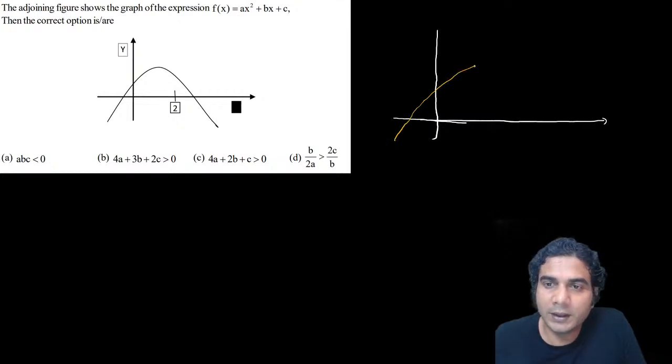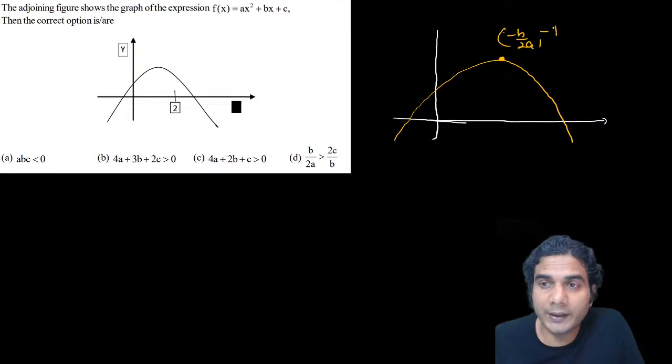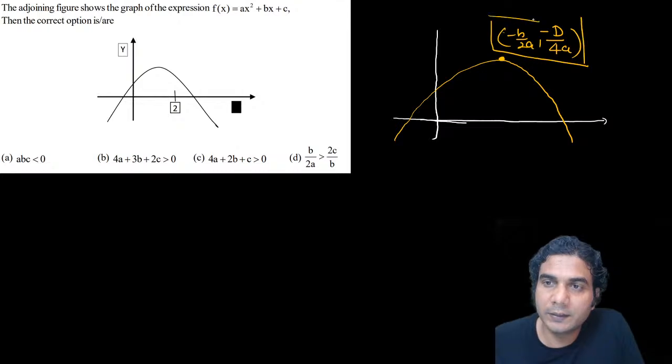Now you can see the vertex is in the first quadrant, right? This peak is given. Just look at the graph. So here's the vertex, minus b by 2a. Remember the coordinates of the vertex: minus b by 2a, minus d by 4a. Just memorize these coordinates. It's very, very important, all right?